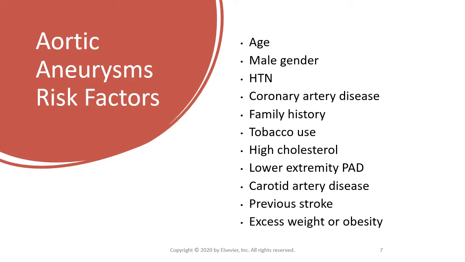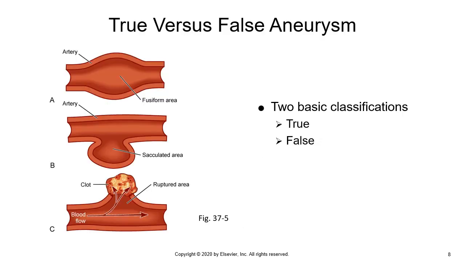Risk factors for aortic aneurysms include age, male gender, hypertension, coronary artery disease, family history, tobacco use, carotid artery disease, previous stroke, and obesity. Tobacco use is the most important modifiable risk factor. The larger the aneurysm, the greater the risk for rupture.